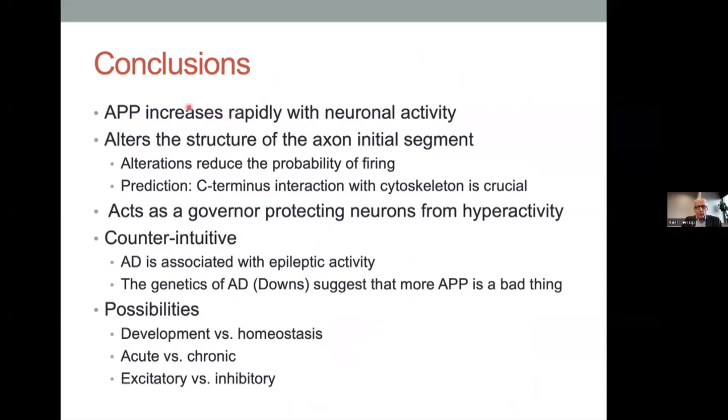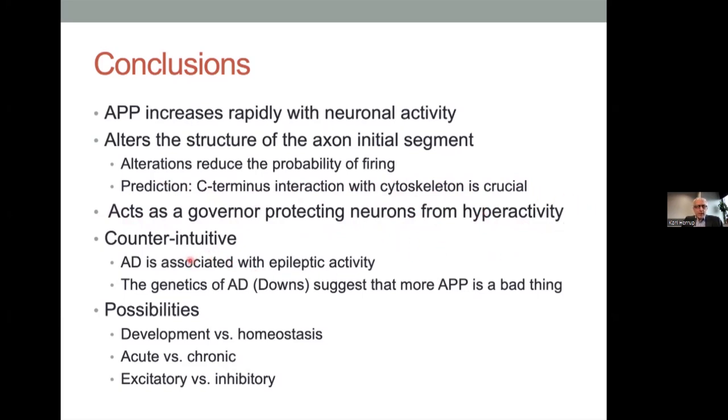It increases very rapidly with neuronal activity. It's almost like an immediate early response. It alters the structure of the axon initial segment, and in doing so, reduces the probability of firing. I'm going to predict, I have no data yet, that it's the C-terminal interaction with the cytoskeleton that I showed you on the diagram that is crucial. But in point of fact, if we think about it functionally, what that means is that APP is acting as a governor, protecting neurons from overheating and from the ill effects of hyperactivity.